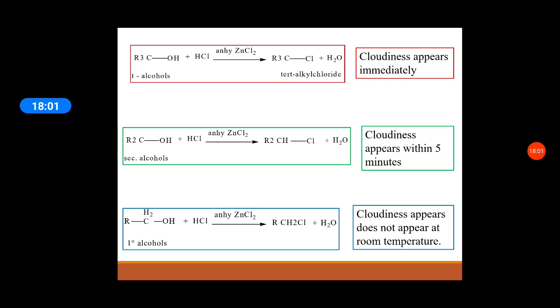This reactivity depends upon the inductive effect. If more methyl groups are attached to the carbon which is linked to the OH group, the electron releasing effect takes place and the OH group is removed easily. But as the adjacent methyl groups decrease, the reactivity also decreases. So about this inductive effect, we are going to study in the next chapter.